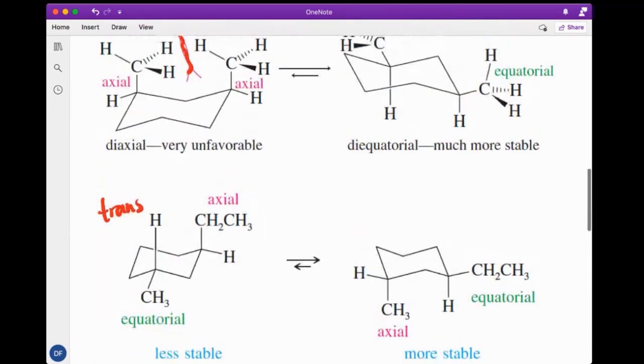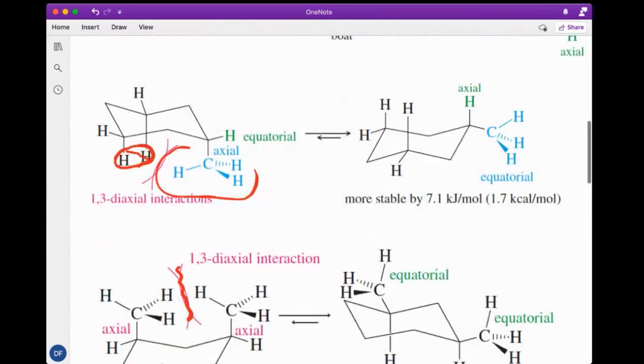So anything that makes this not equal to 109.5, if it's an sp3, that will cause it strain. And with strain, you will have some kind of sterics involved.